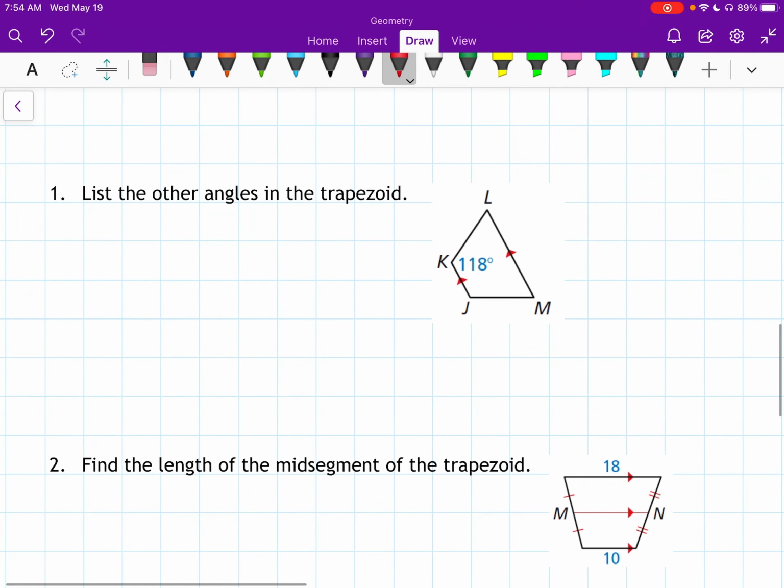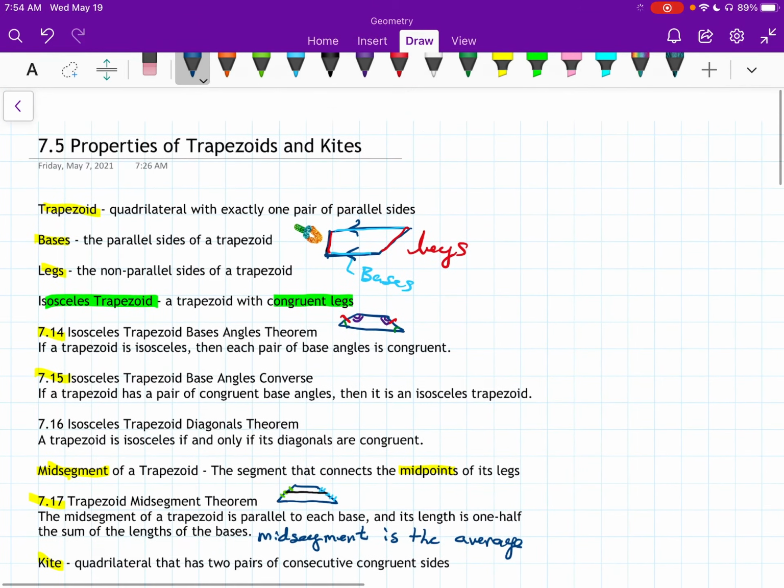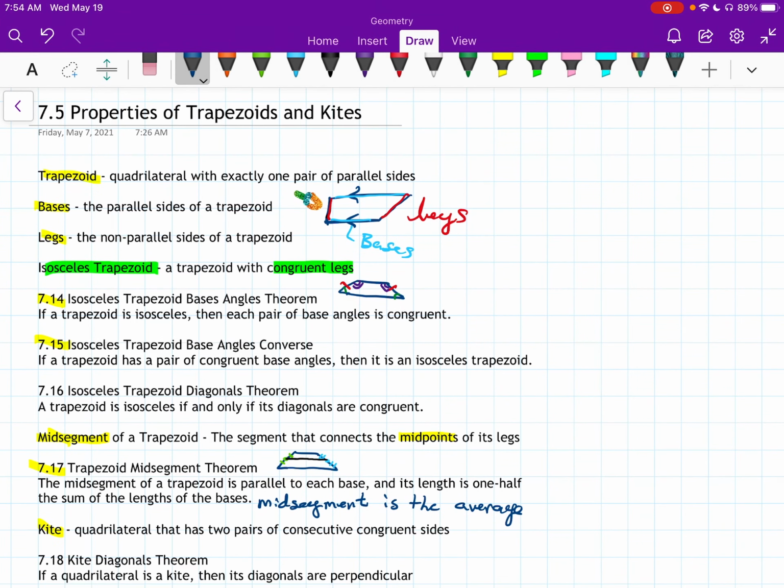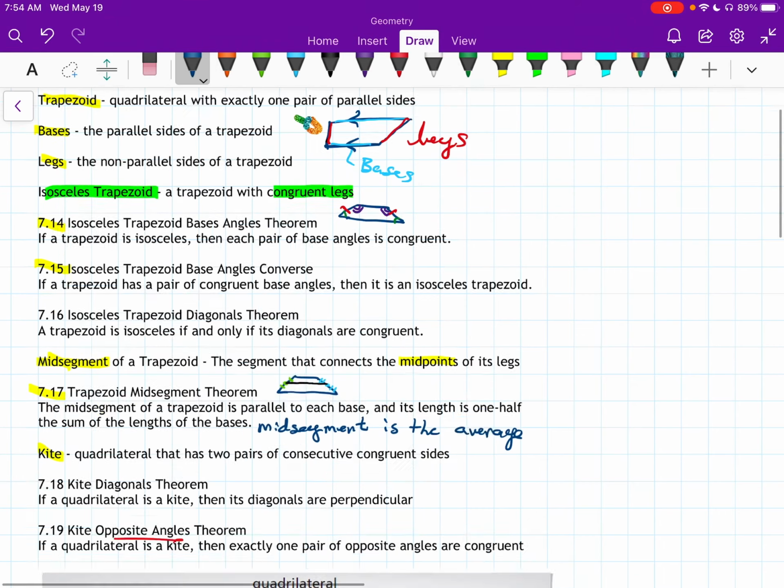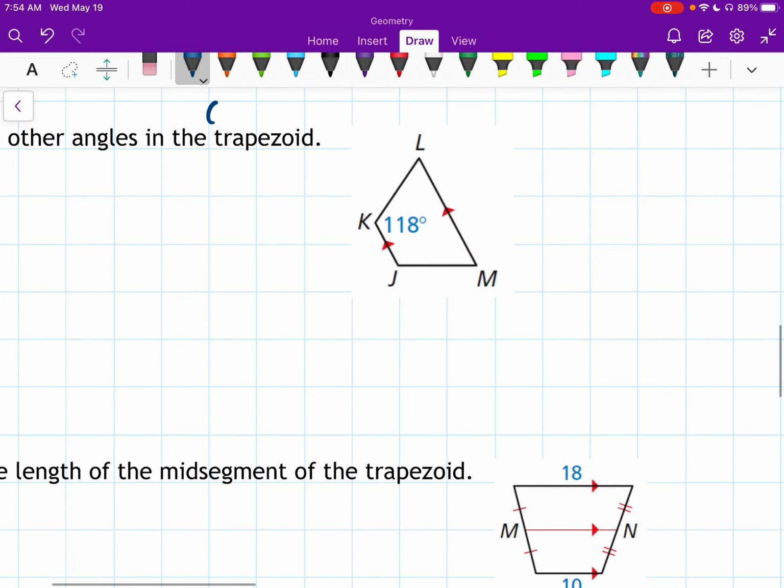Number one here. This is supposed to be an, oh my goodness, an isosceles trapezoid. I didn't write that in there. So we're supposed to list all the other angles of the isosceles trapezoid. We have a theorem here that talks about its base angles. 7.14, the isosceles trapezoid base angles theorem. So if a trapezoid is isosceles, then each pair of base angles is congruent. So I can say that this guy and that guy are equal.